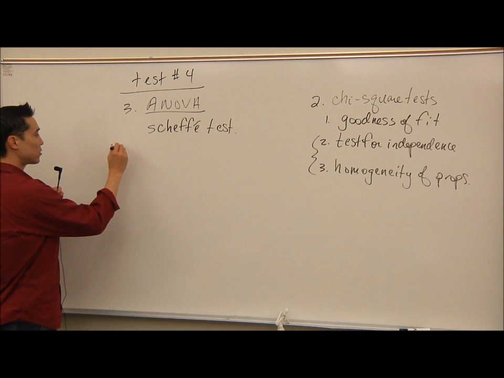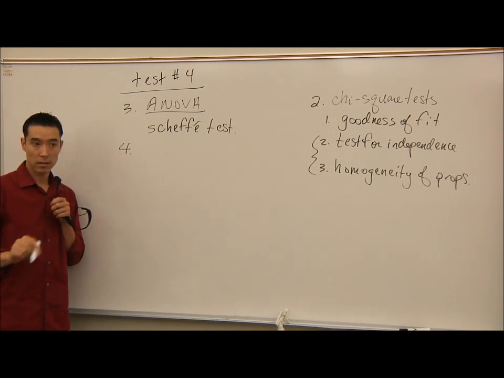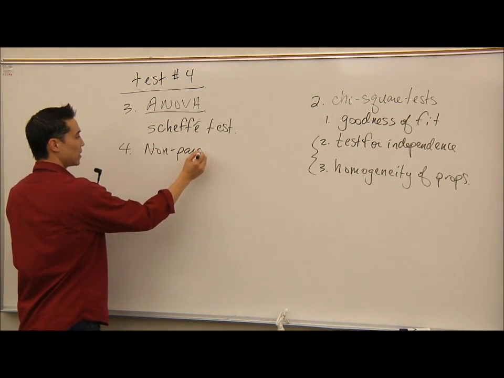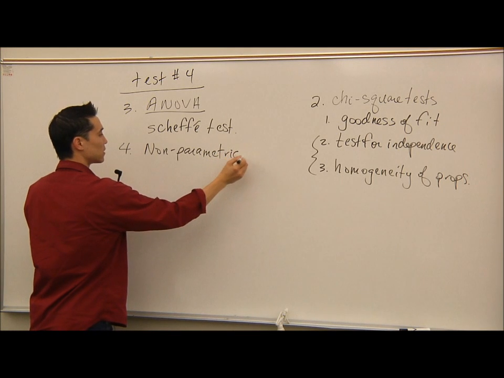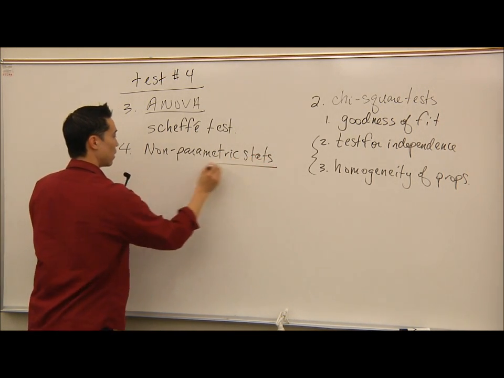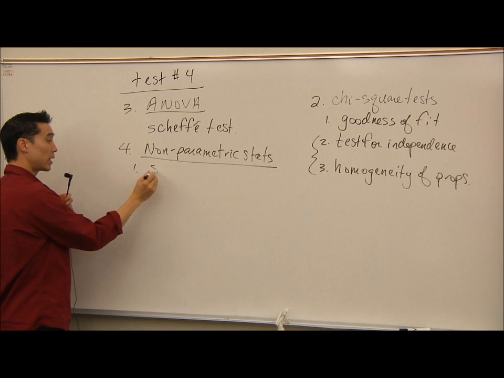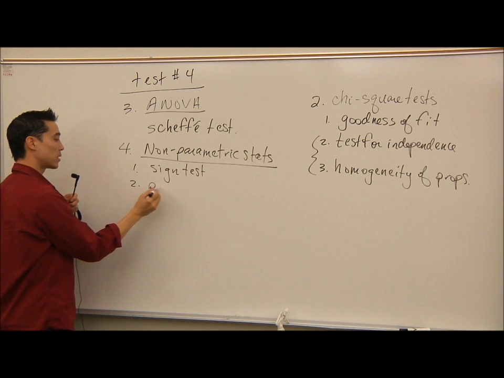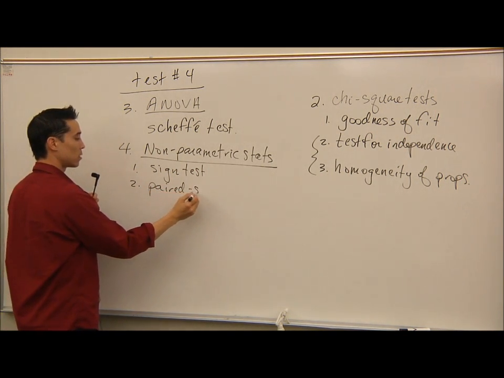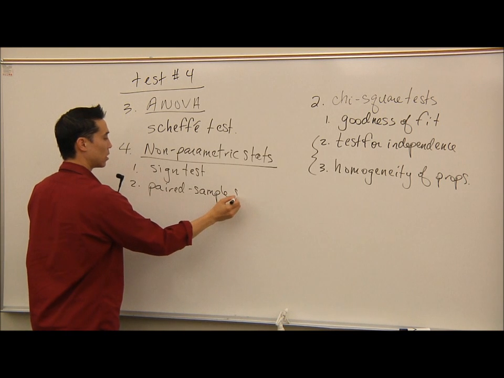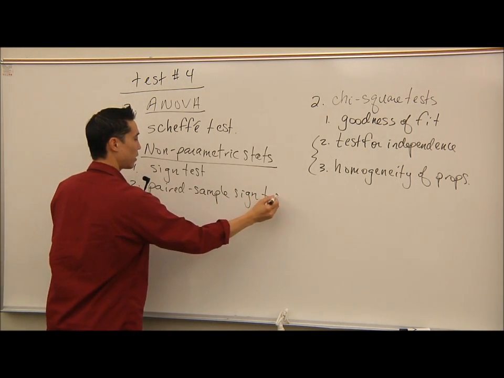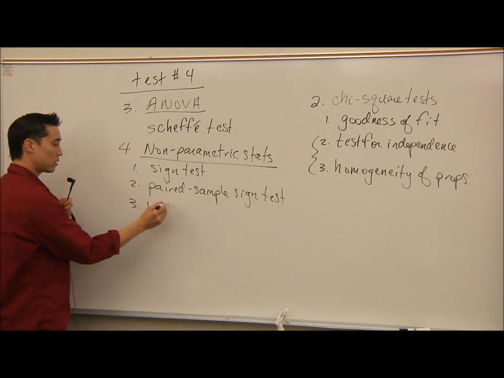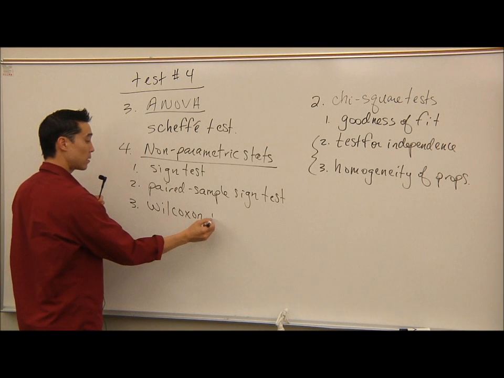Okay, and then the last major section is this chapter that we've been working on with the non-parametric statistics. Okay, let's see if we can remember all of these non-parametric stats. So, let's see if we can do this. We did the sign test first. Yes. We did the paired sample sign test next. Okay. What was after paired samples? Anybody remember? Wilcoxon rank sum test.